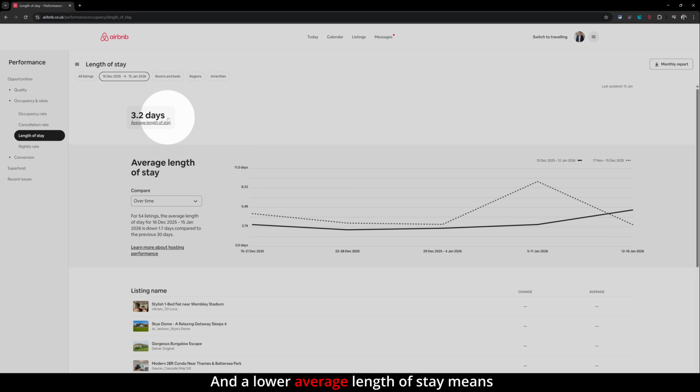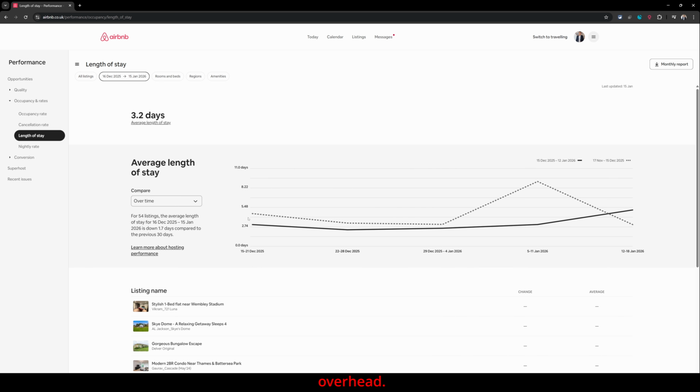And a lower average length of stay means more check-ins, more cleaning, more operational overhead. And don't get me wrong, a longer length of stay doesn't automatically mean more revenue, but it often means better margin. And if you see your length of stay is falling, check if you have over-enabled short stays. Review your weekend pricing versus weekdays, and review your minimum stay rules during peak demand. And on the other hand, if the length of stay is rising, make sure your pricing doesn't penalize longer bookings, and review weekly discounts very carefully.